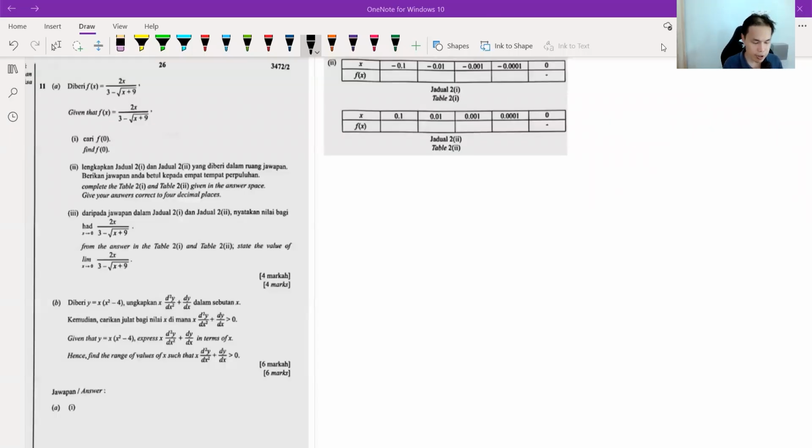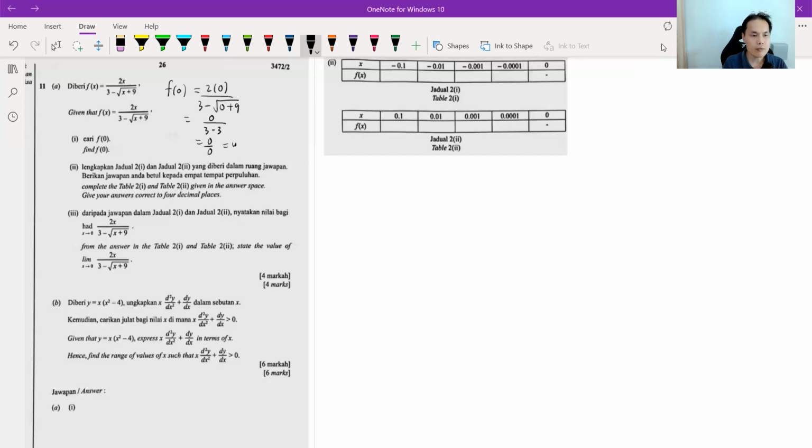Okay, let's move on to question number 11. So this is from the chapter, Form 5, Chapter 2, Differentiation. So the first part, you're finding f(0). I'm just going to do it over here. f(0) means we put 0 inside. So we get 2 times 0 over 3 minus the square root of 0 plus 9. So this is 0 over 3 minus 3, which is over 0, which is 0 over 0.